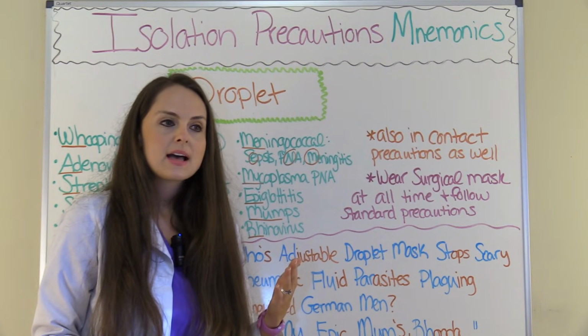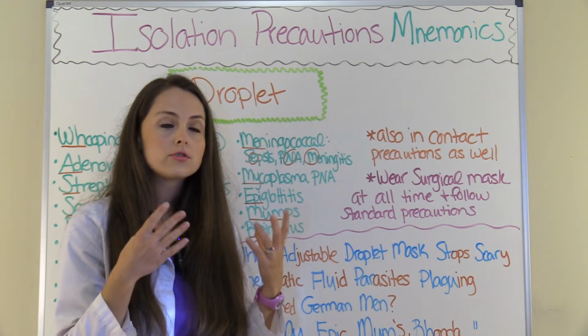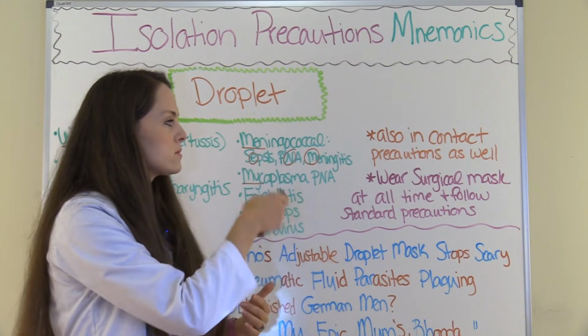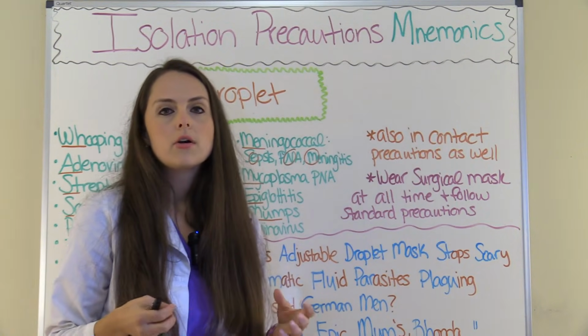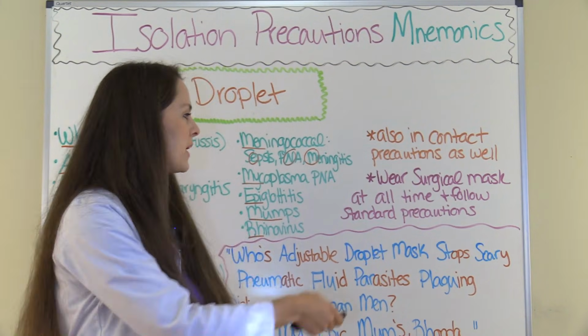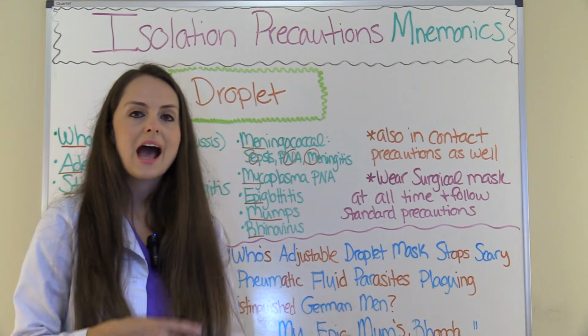The N95 mask stops the smallest little droplets, like in airborne, the droplet nuclei, from you breathing them in. The surgical mask with droplet, the particles are a little bit bigger, and the surgical mask is strong enough to stop those. And you're going to follow those standard precautions as well.